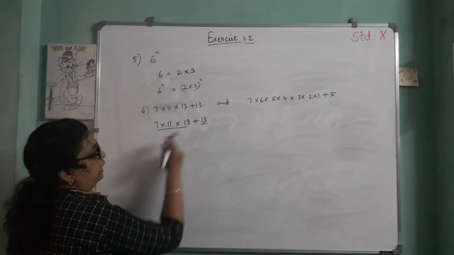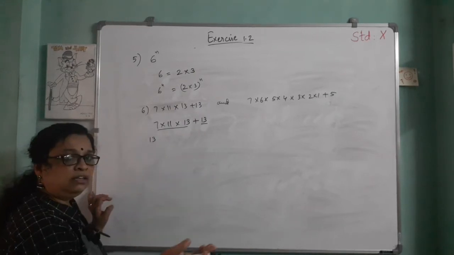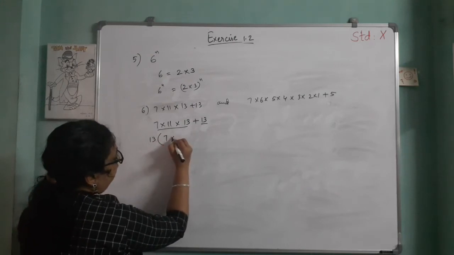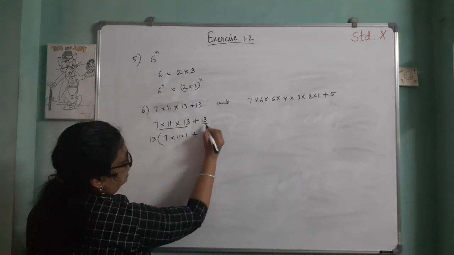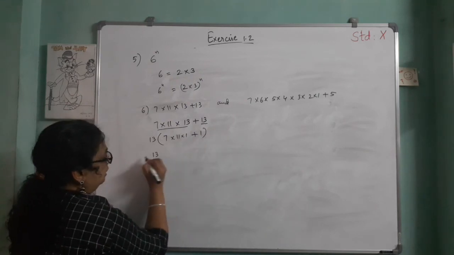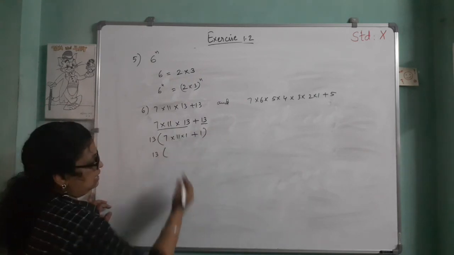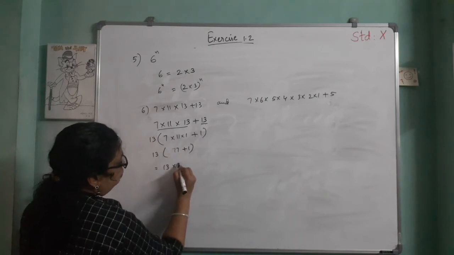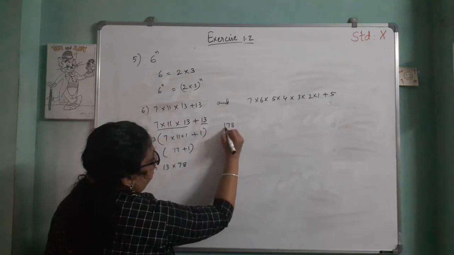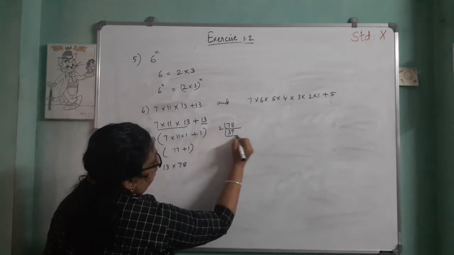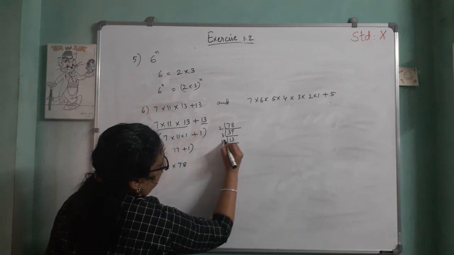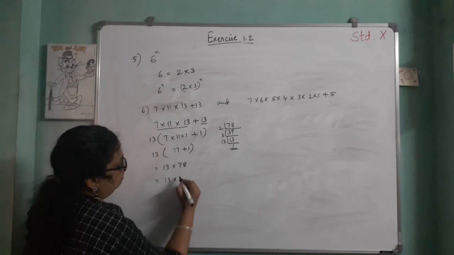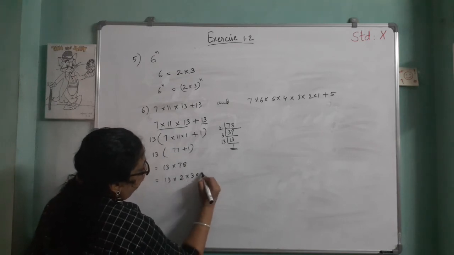From these two terms 13 is common, so we can take 13 outside. Taking 13 outside, here 7 into 11 into 1 plus here 1. Then 13 into (77 plus 1), that equals 13 into 78. Now 78 we can factorize: 39, then 3, 13, and 13 is a prime number, so this ends. So instead of 78 we can write 2 into 3 into 13.